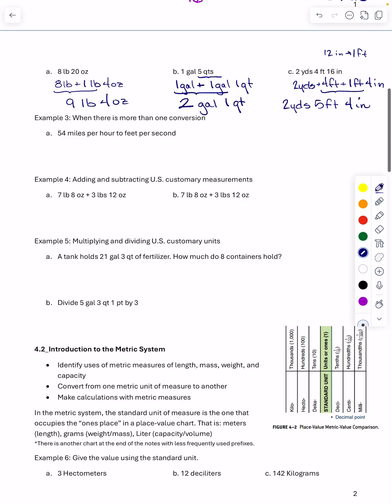And now I'm going to take a look at the feet. And I'm going to break that into 1 yard and 2 feet. So now I can add these 2 yards together. I end up with 3 yards, 2 feet, and 4 inches. Standard form.